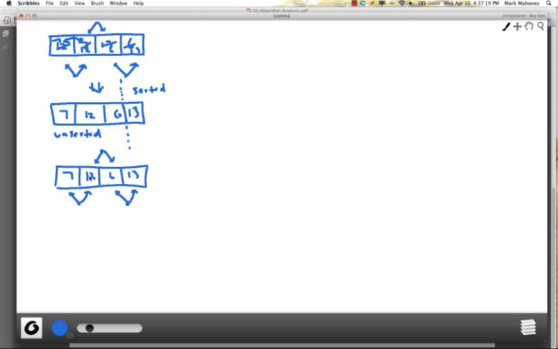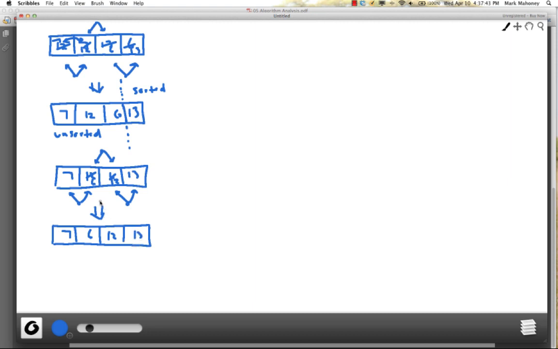Okay, so is 7 greater than 12? No. Is 12 greater than 6? Yes, so we'd swap these. Is 12 greater than 13? No. Okay, so what we're left with now is the array that looks like this, where we have 7, 6, 12, and 13.